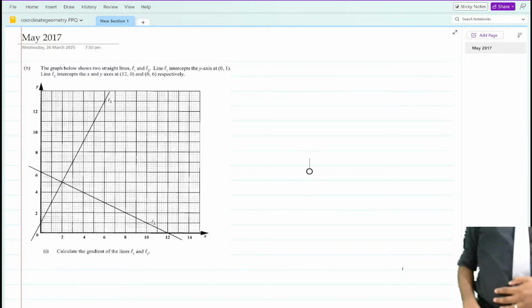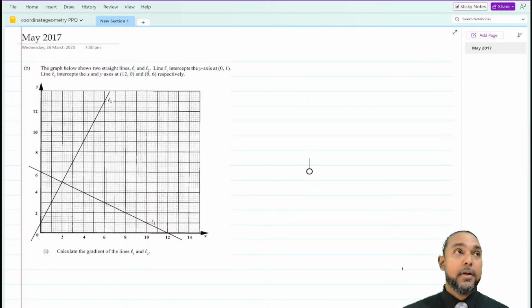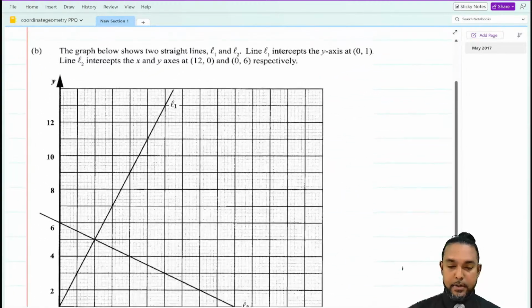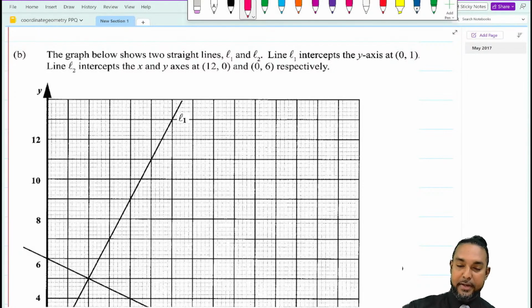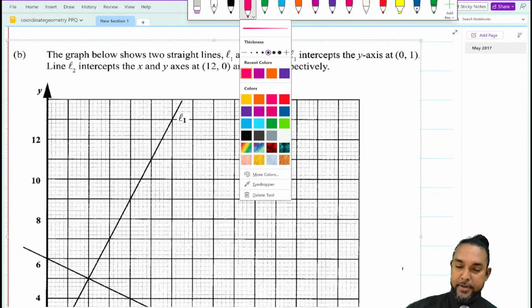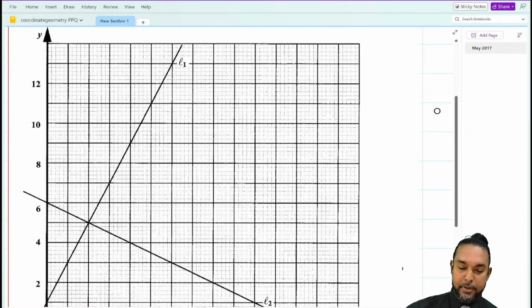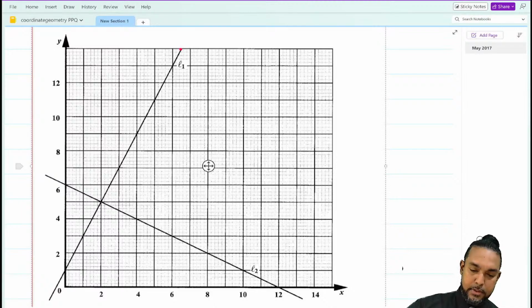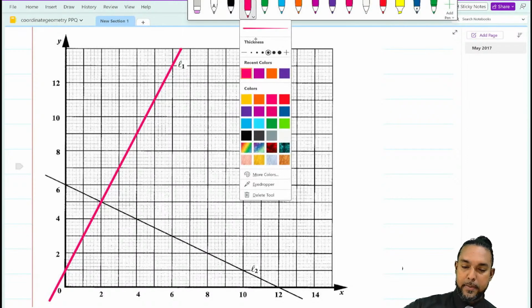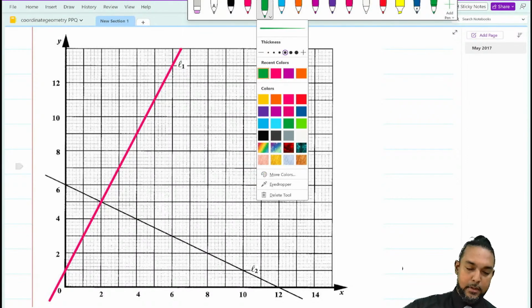All right, folks. Sorry, after that long wait time, let's start. Okay, so with coordinate geometry, we are on the coordinate axes. Let's zoom in a little bit. It says that the graph below shows two straight lines, L1 and L2. For the purpose of making these more visible, I'm going to put some color on this. The first one I'll put in pink, and the next one I'll put in green. Okay, cool.